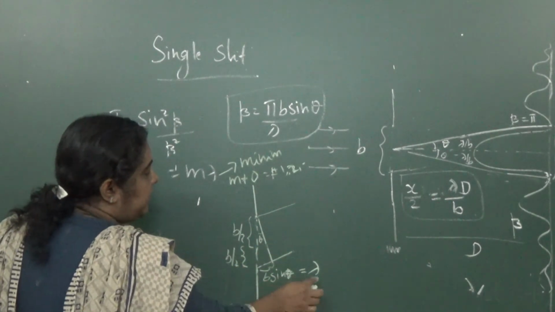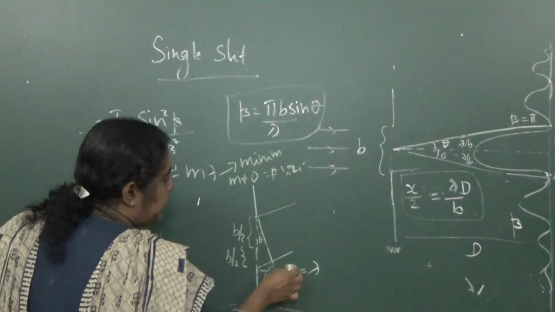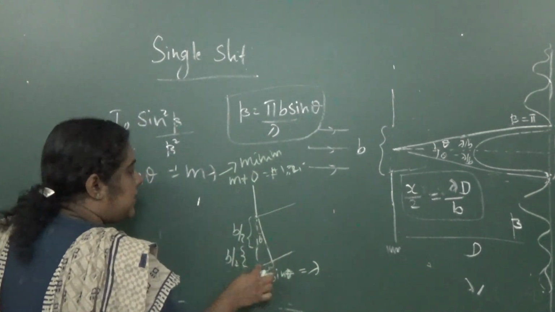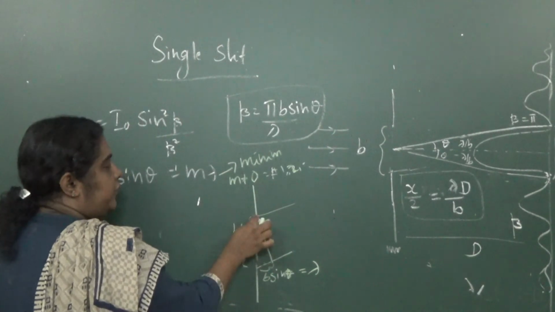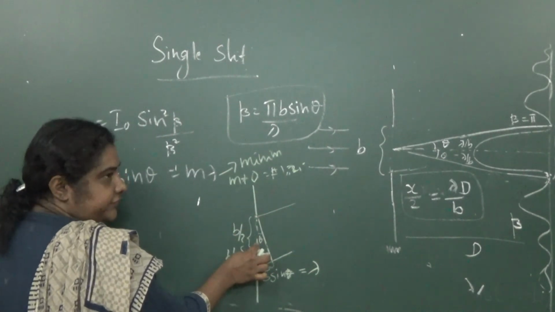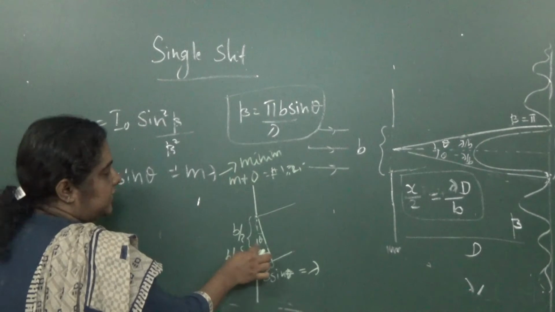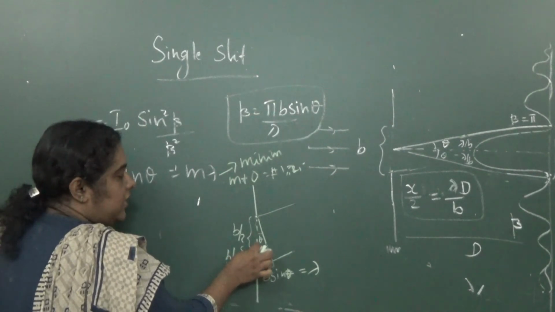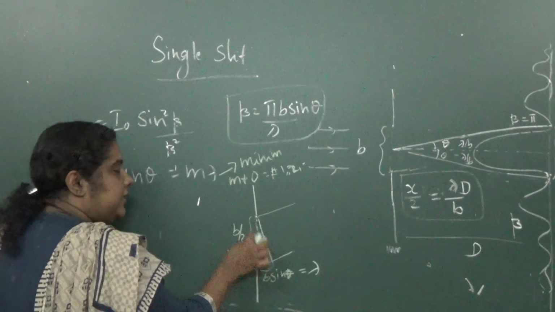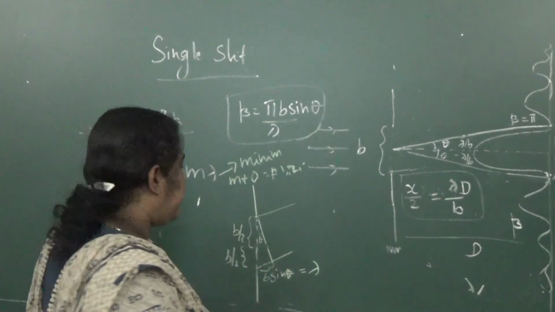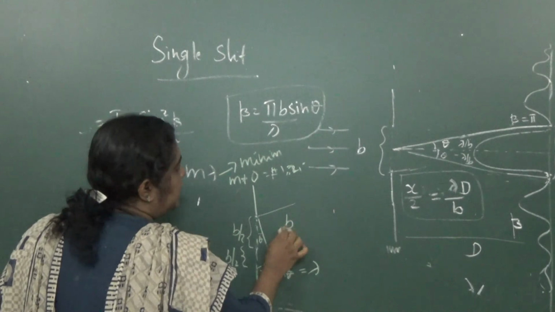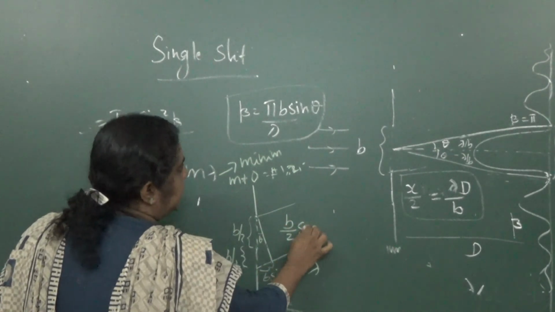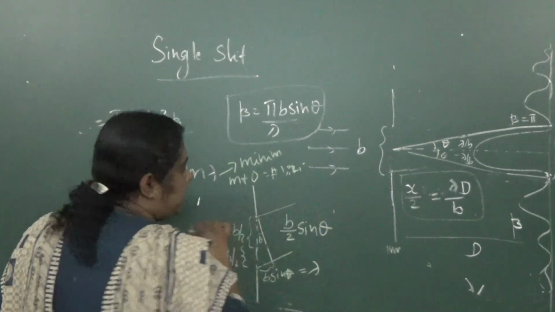b sin theta is the path difference between the first and last, but here we have divided into two. So first and half, the point on the lower half, but it is the first point source. So it will be b by 2 sin theta. Okay, b by 2 sin theta.